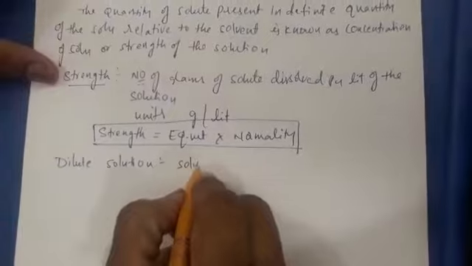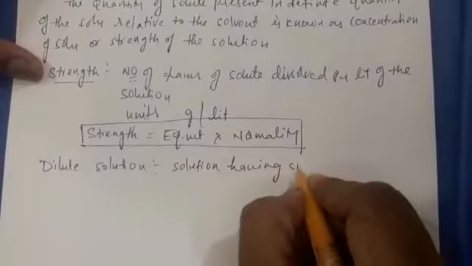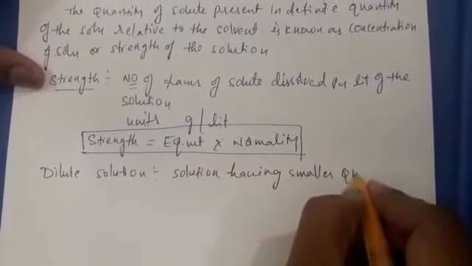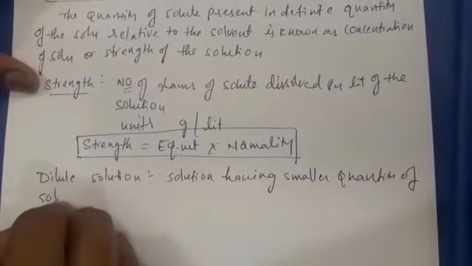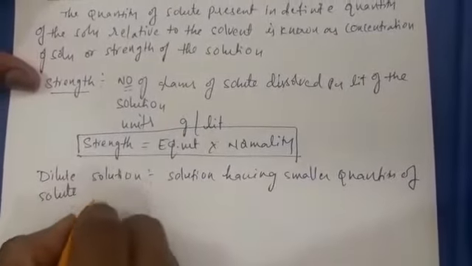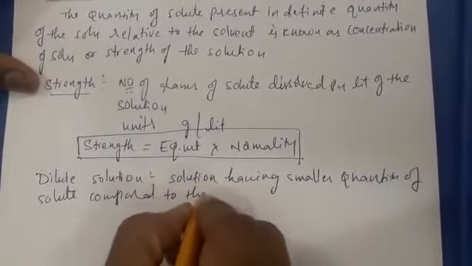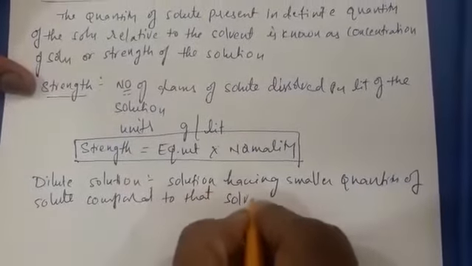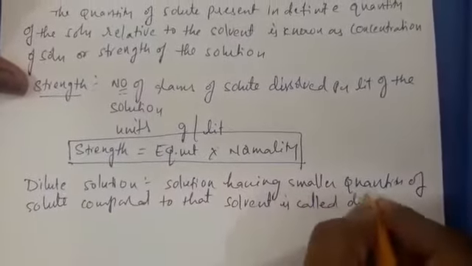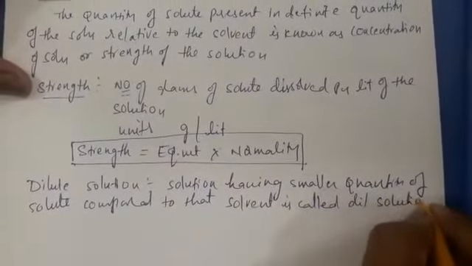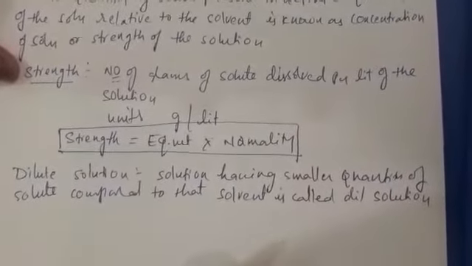A solution having a smaller quantity of solute compared to that of solvent is called a dilute solution. So, a dilute solution has a smaller quantity of solute in it.